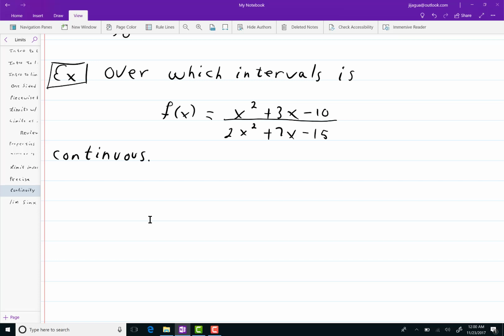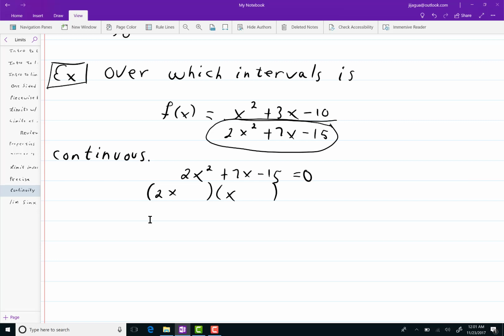So what you need to do immediately is recognize that this is a rational function, so it's continuous wherever it is defined. The only place where it's not defined is where the denominator is equal to 0. So let me find those places. I'll set 2x squared plus 7x minus 15 equal to 0. If I luck out, this will factor. And if it does factor, it's going to look something like this.